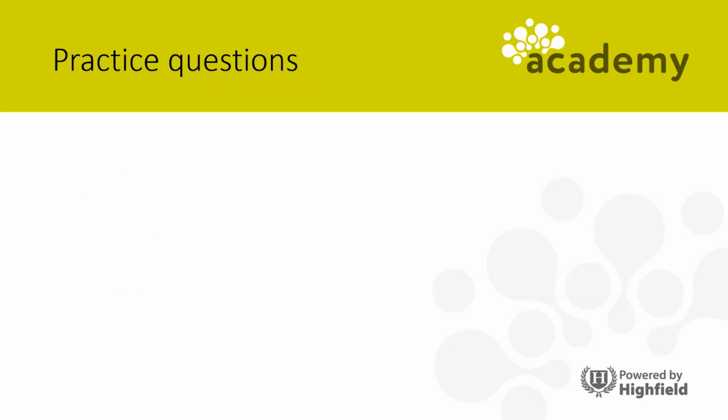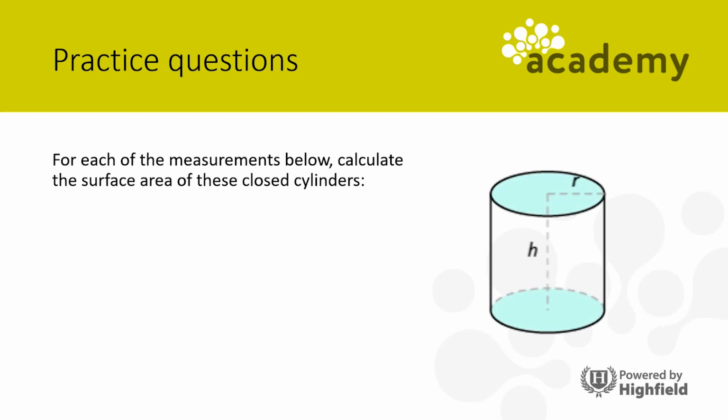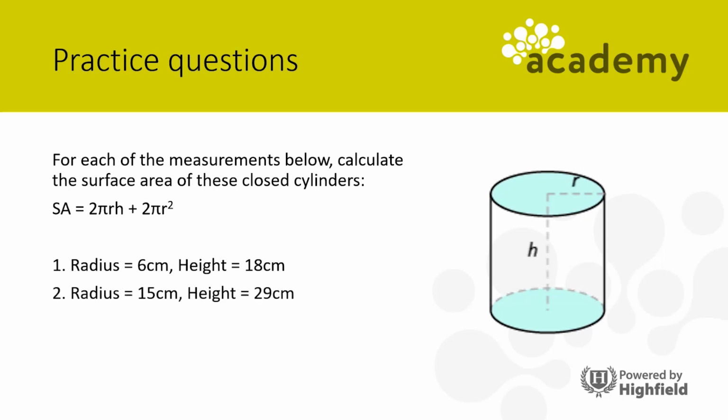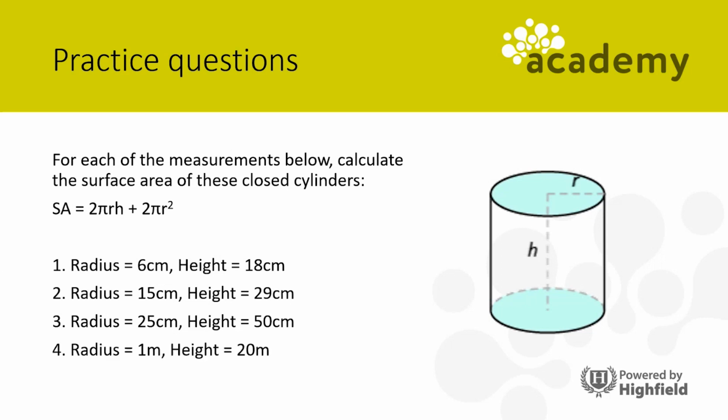So here's some more practice questions for you. For each of the measurements below, calculate the surface area of the closed cylinders. Number 1, the radius is 6 and the height is 18 centimeters. And number 2, the radius is 15 centimeters and the height is 29 centimeters. In the third example, the radius is 25 centimeters and the height is 50 centimeters. And in the fourth example, the radius is 1 meter and the height is 20 meters. So press pause, have a go at the questions, and press play when you're ready to see the answers.